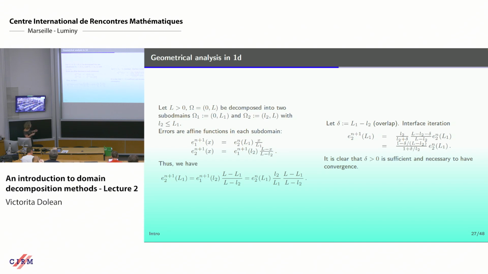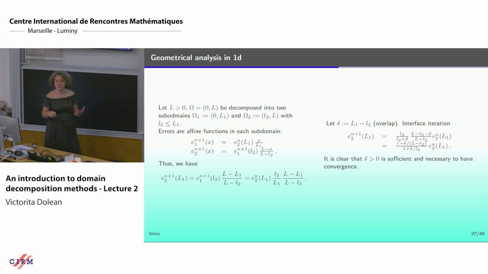And after you do all the computations, which are very simple 1D computations, you can deduce from here that the error in domain 2 at iterate n plus 1 at the interface L1 is some quantity that multiplies the error in the same domain at iteration n. This quantity here, which is a bit ugly but you don't have to look at it, is simply the reduction of the error between the iterations at the interface. So this is a measure of the convergence of the algorithm. All you need to retain from here is that the errors are computable, and you can also compute the reduction of the error between the iterations, right?